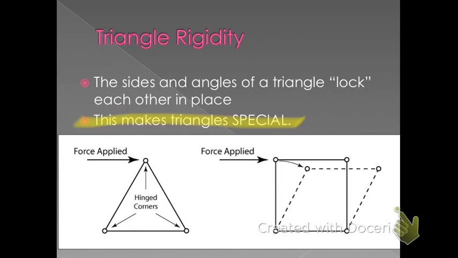If you did that with a square, if you pushed on one of those corners, the whole thing would kind of flop into a rhombus instead of staying as a square. This makes triangles special, and all other polygons would do what the square did, and compress and change shape. But triangles are special, and other shapes that have triangles within them can tend to be special too.